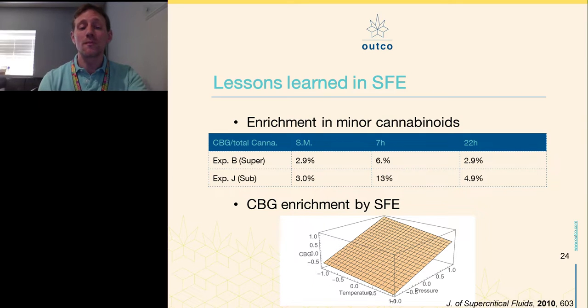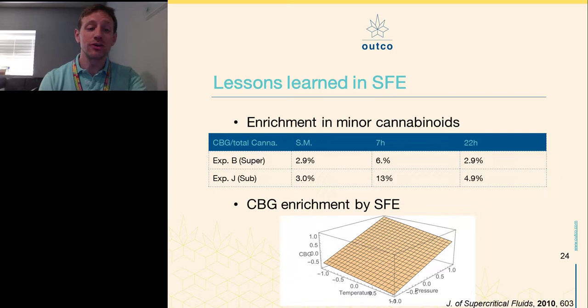Okay, so can we enrich minor cannabinoids? And yes, we can. It's an interesting and cool effect. If minor cannabinoids is what we are going for, CBG in this case, or maybe a THCV, that is a minor constituent of the plant, we can enrich here as well.